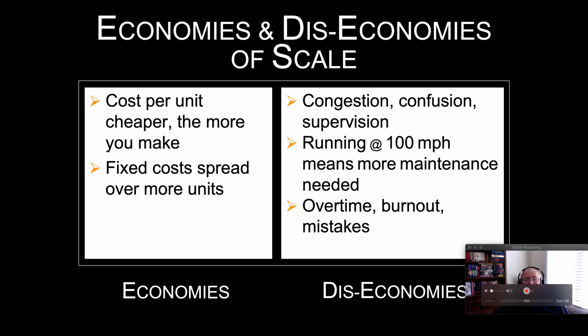Diseconomies of scale, things like congestion, confusion, increase in supervision, trying to just run yourself ragged so that you produce, usually means more fatigue, more maintenance required of machinery and so on, leads to more overtime, to burnout, to mistakes, and so on. I suspect that all of you are familiar with the burnout and mistakes aspect of trying to do too much in too little time. Oftentimes we see that when we say that someone is cramming for a test, or cramming for finals, or something of that sort.